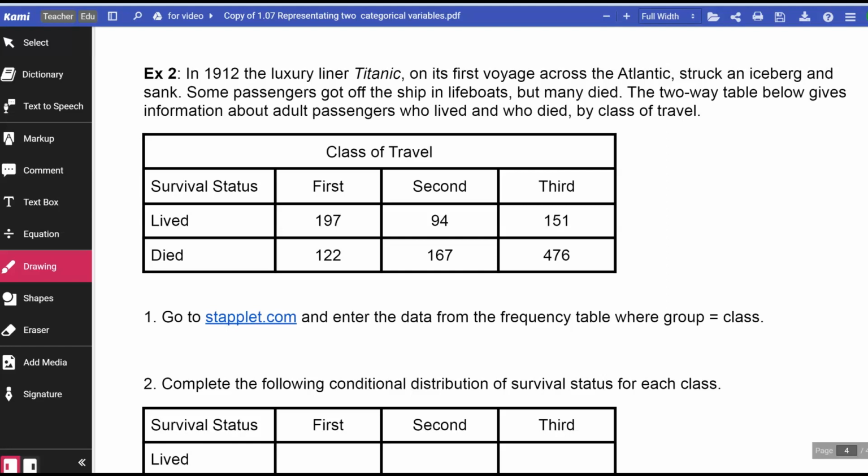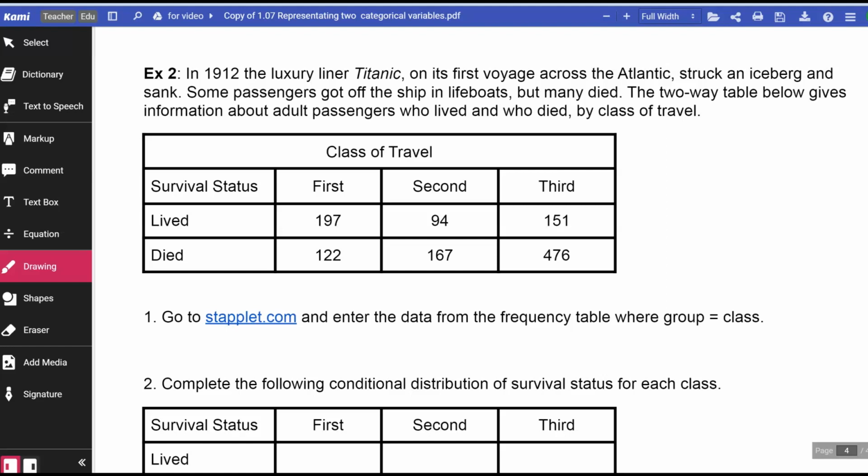Hello, this is Mrs. Poland, and we are continuing our discussion of Lesson 1.07, where we're representing two categorical variables. So let's read example 2 together.